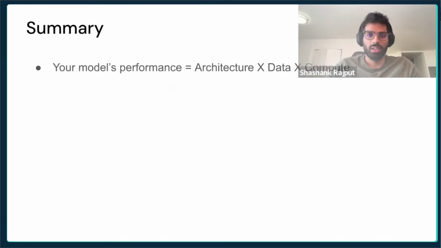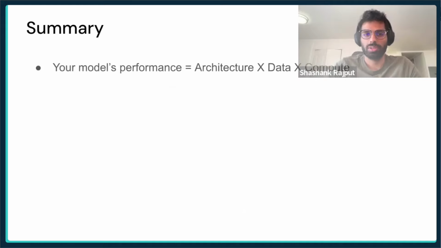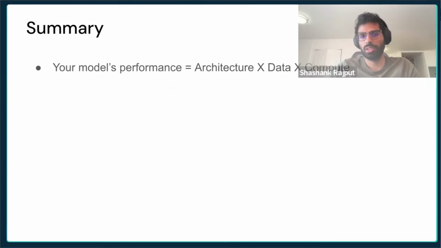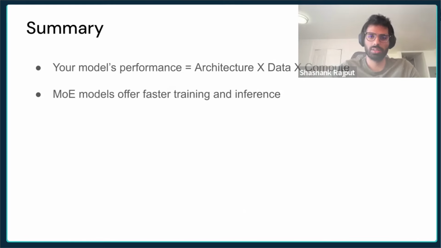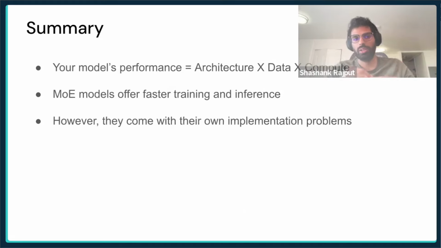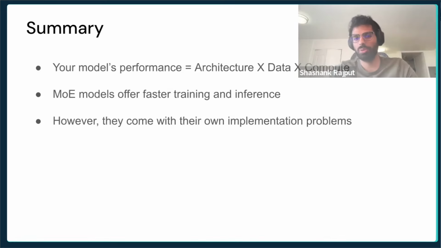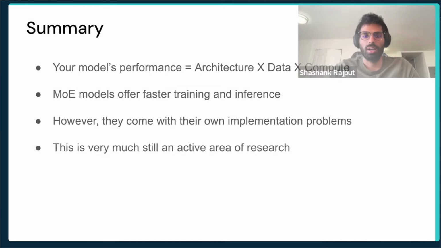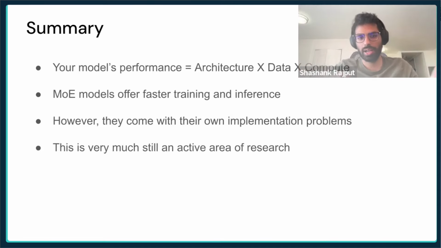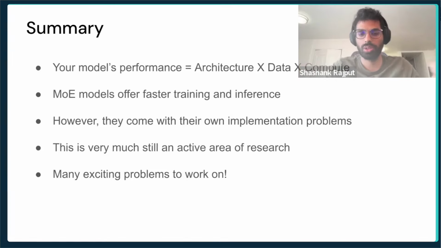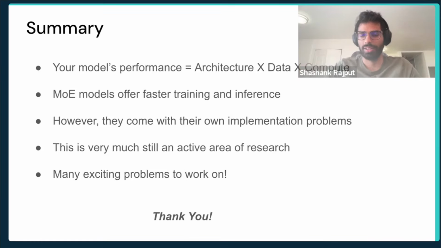So in summary, your model's performance is dependent on your architecture, data, and your compute. Mixture of Experts is this new architecture that offers faster training and inference. However, it comes with its own implementation problems. And everything I talked about is still a very active area of research, and there are many exciting problems to work on. Yeah, that's it. Thank you.